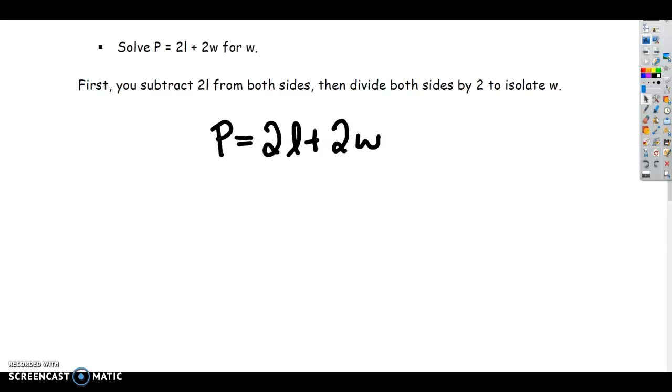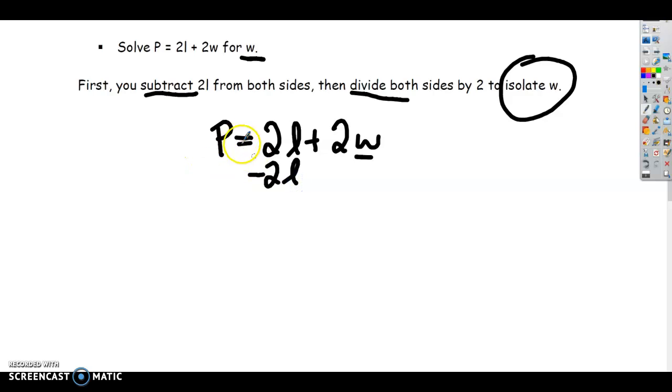All right, the next example is solve P equals 2L plus 2W for W. You may know that this is the perimeter formula for a rectangle. So first, you subtract 2L from both sides, then you divide both sides by 2. So our whole goal is to isolate W. So we're trying to get this by itself. Since we have a positive 2L, we subtract first. So if we say minus 2L, it's an equation, so we have to do the same thing on both sides.